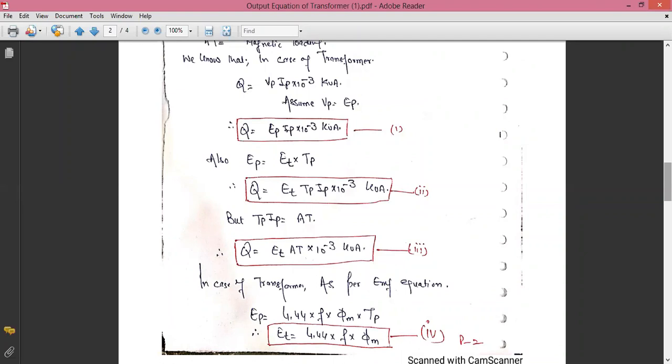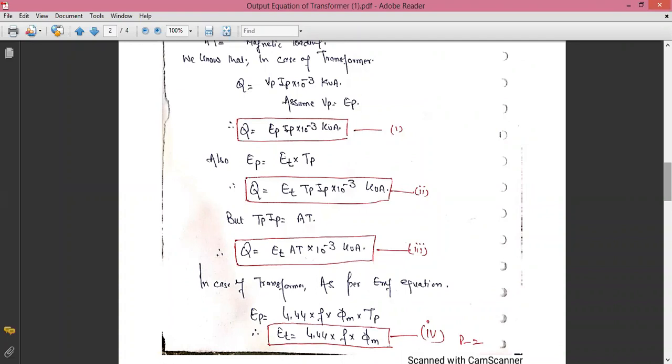Clear? Now, in case of a transformer, we all know the transformer has an EMF equation. If I talk about the EMF equation, referred to the primary side, your Ep is equal to 4.44 into F into phi m into Tp. So if I combine this Ep and Tp, you are getting Et is equal to 4.44 into F into phi m. And this is called your equation number 4. Now, anybody having any doubt related to these 4 equations, he or she can ask me.